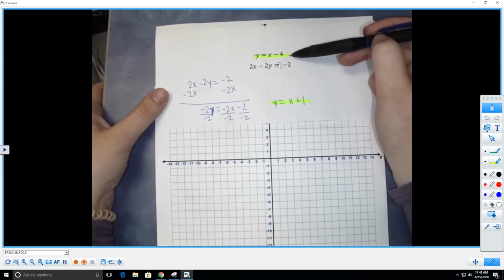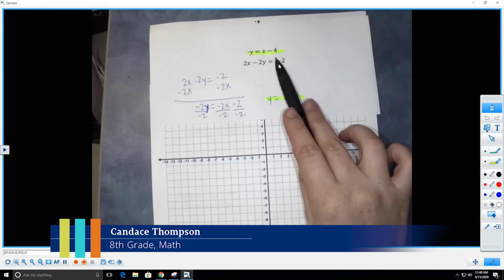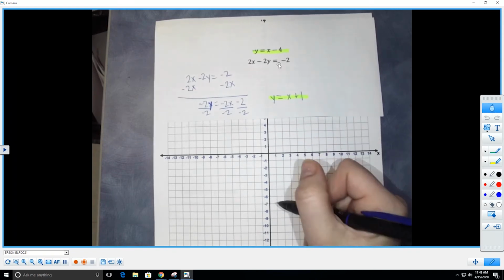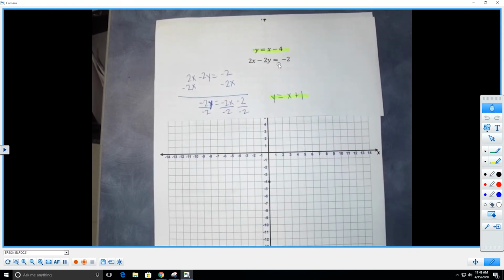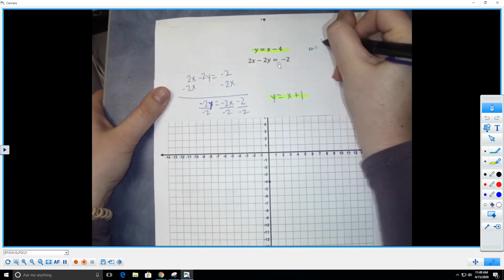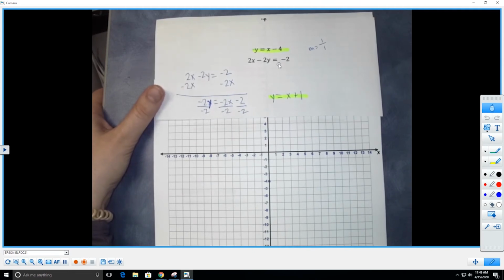Let's start with this first equation here. Can you identify the y-intercept? You got it. The y-intercept is -4. So we will plot a point at (0, -4). The slope of the line is one, which we can express as a fraction 1/1. This means that our rise over run is up 1 from the y-intercept and to the right 1.